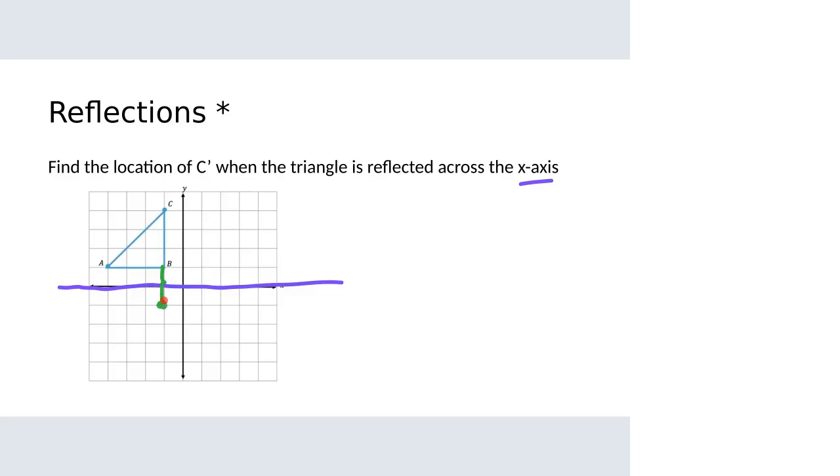So B is going to go down here, that's where B prime is going to end up, and A is going to go down here, that's where A prime is going to end up, and then C, the one we cared about in this one, has to go 1, 2, 3, 4, 1, 2, 3, 4. That's where C prime is going to be. My new triangle would be here, and C prime is at -1, -4. If you have questions, let me know, but it sounds like we're in great shape.